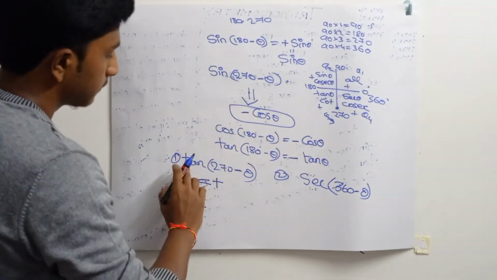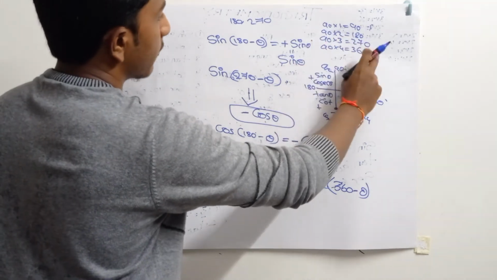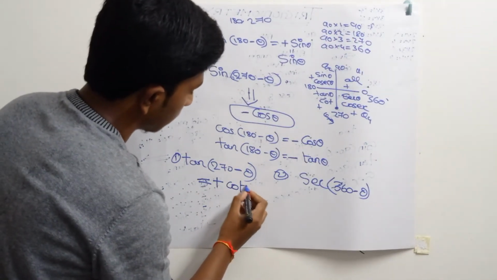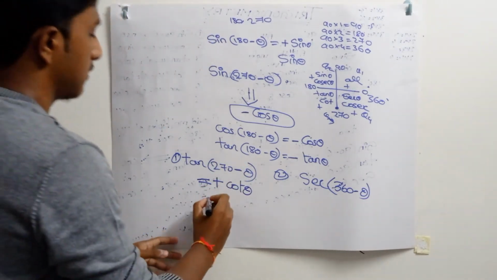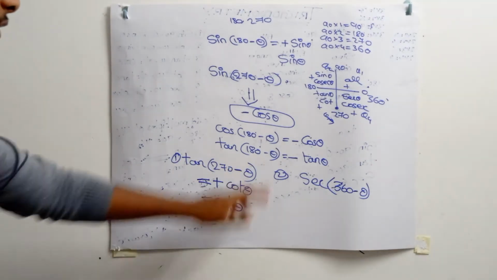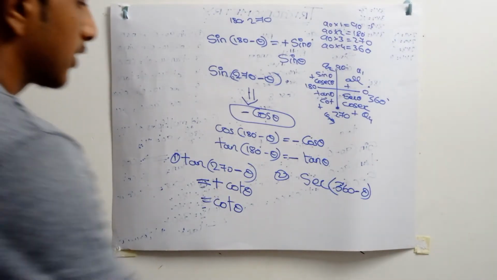270 is an odd multiple of pi by 2. That means tan changes to cot, and the sign is positive, so cot theta. That means simply cot theta is the answer. Tan 270 minus theta is equal to cot theta.